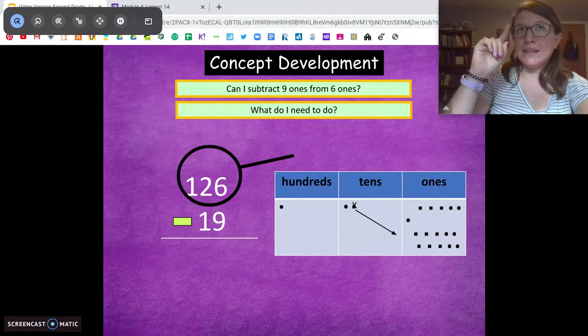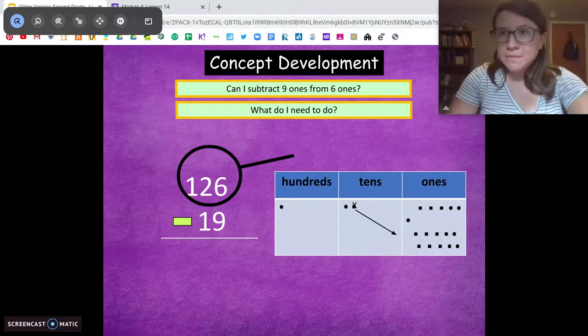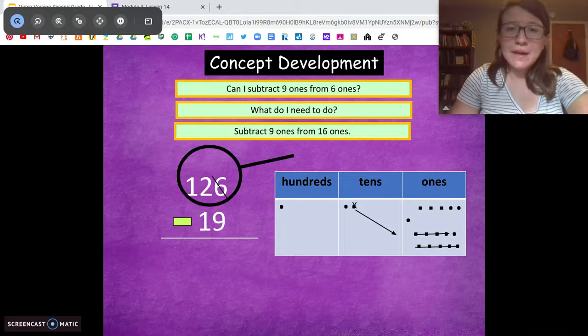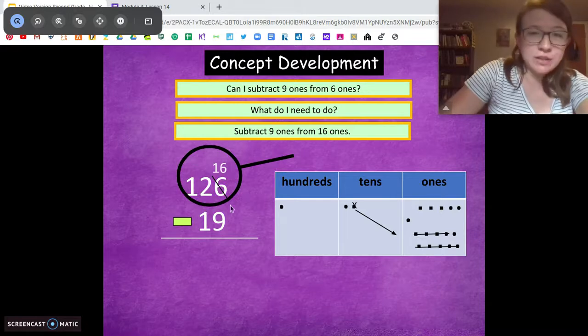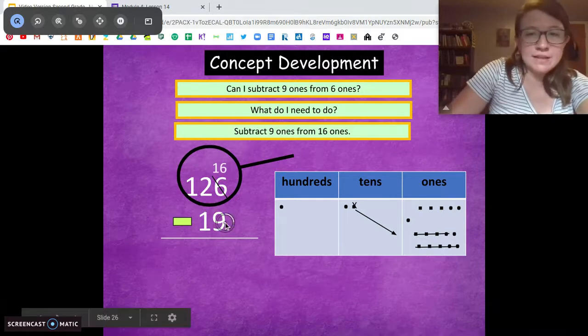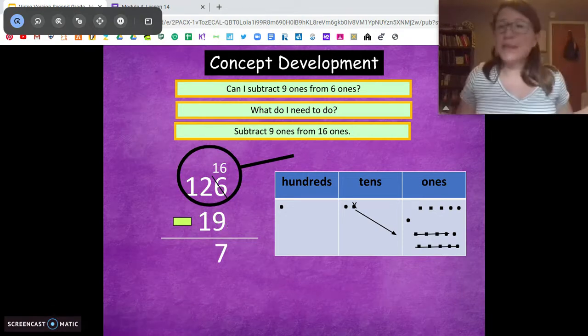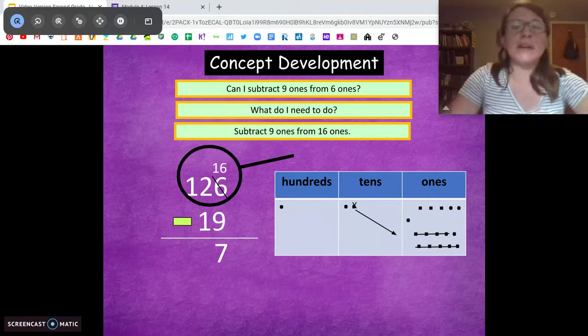Can I take 9 from 16? Yeah. So I'm going to take those 9 away, and I'm going to change it over here, just like I did on here. 16 minus 9. How many do I have left? 7. Perfect. You're just doing the same thing. We just have that extra column in there.